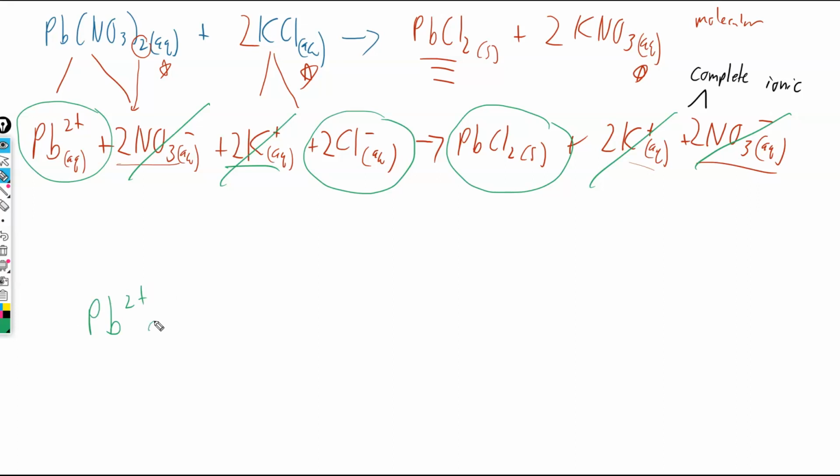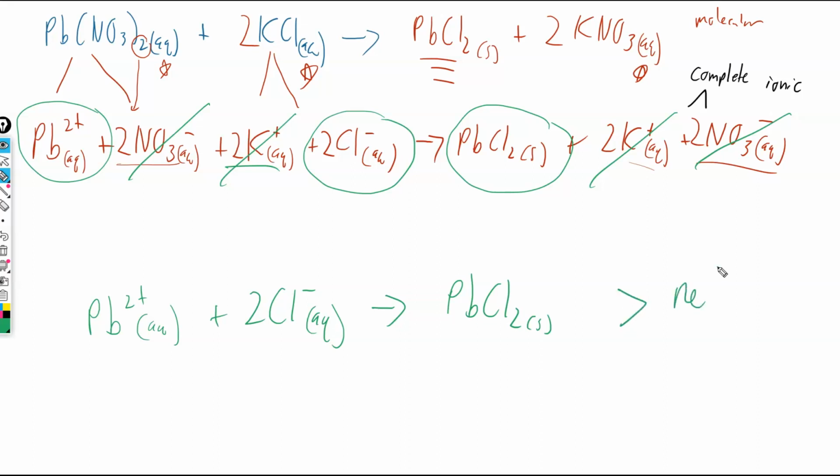Pb2+ in an aqueous solution plus 2Cl- in an aqueous solution goes to PbCl2 as a solid. So this is my final net ionic equation, and this is what I would be looking for. But that's what net ionic equations are, okay?